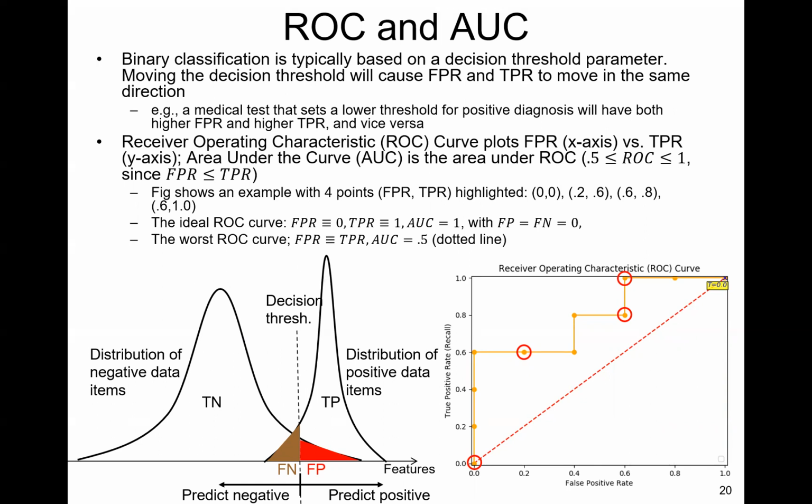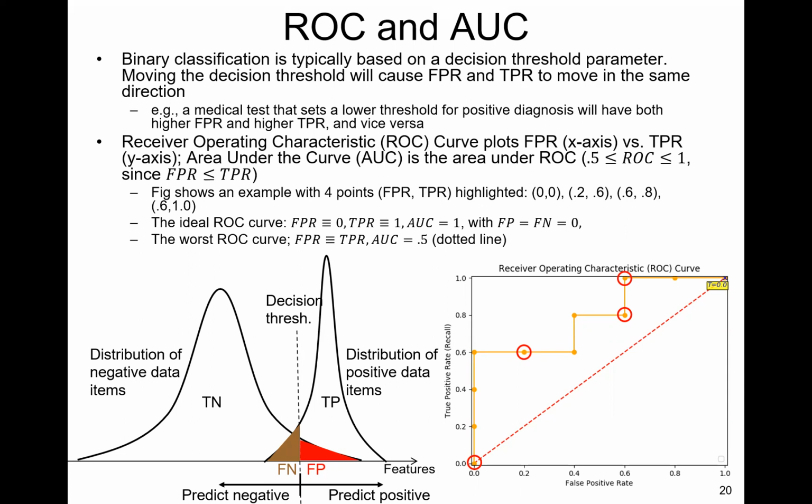So you can set a threshold for the diagnosis. If this threshold is set to be lower for the positive diagnosis, then it will have higher false positive rate and higher true positive rate, and vice versa. You can imagine the figure: this threshold is the decision boundary, and any items to the right of the threshold are predicted as positive.